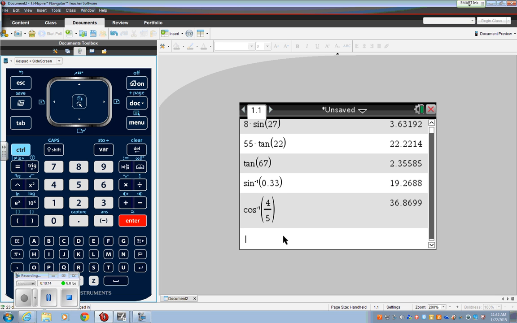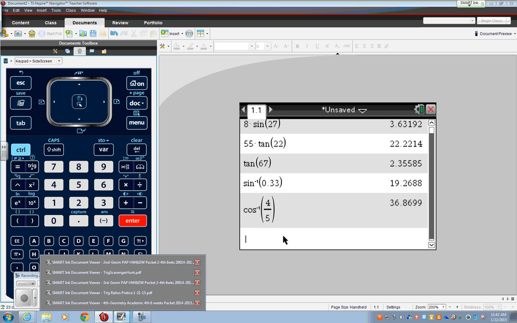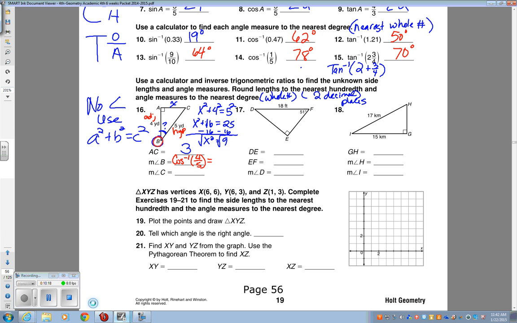37 is correct. 37 degrees. So angle B is 37. Now, if I know angle B is 37, and this is a right triangle, angles B and C, any two angles, are going to be complementary. So all I have to do is subtract from 90 to get angle C. Yeah, 90 minus 37, 53.